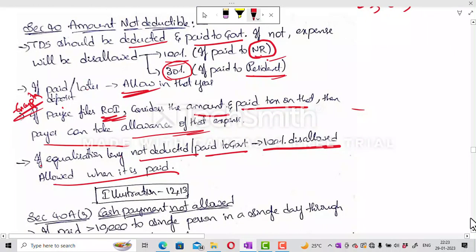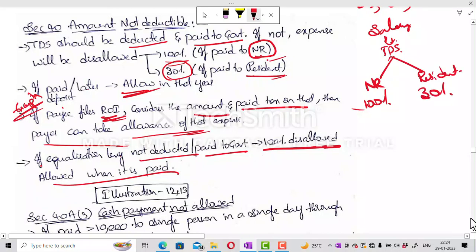What do we have to disallow here? Expense. See, for us expense means, for them income. We have paid some salary, then we have to deduct some TDS, but we have not deducted. If it is paid to a non-resident, then 100% of the salary should be disallowed, meaning add back to the PGBP. If it is paid to a resident or any other person, then 30% of that salary should be disallowed. Means 70% we can allow, 30% disallow.